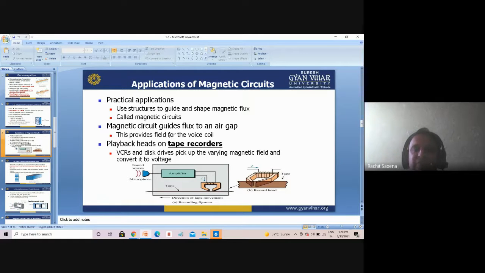Now, this provides the field for the application of voice recording. The playback head on tape recorders and VCRs, video cassette recorders, was used in the previous manner. Nowadays we are using a pen drive, USB, universal serial bus, which we push in as a storage system. But in earlier times we used VCRs. This drive picks up the varying magnetic field and converts it into voltage, like this.